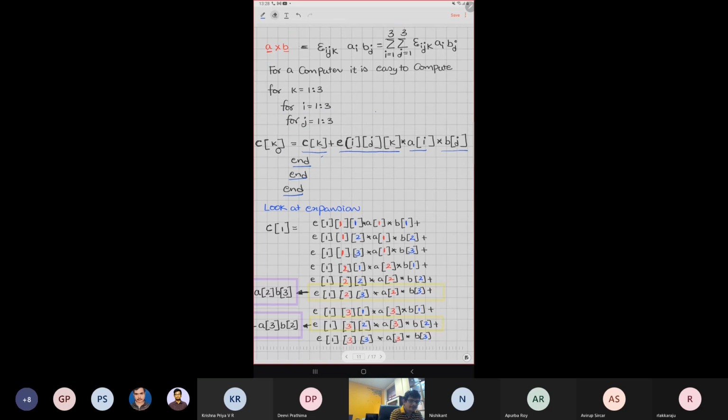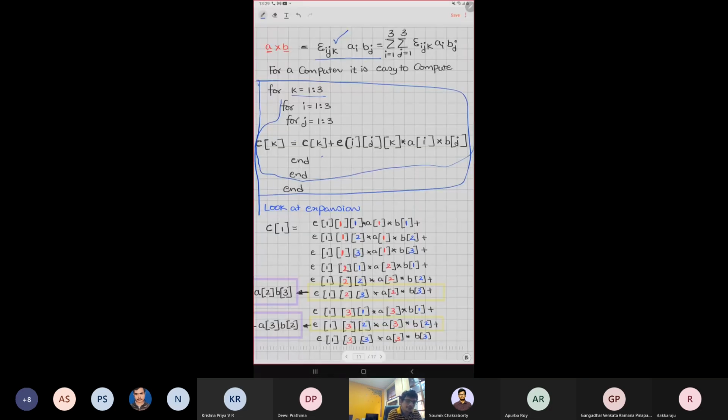Can you see this one? Hello, Gangadhar. Yes, sir. The code says that in A cross B, epsilon ijk is supposed to have only the free index k, and the summation is supposed to be on i and j. That means the summation is over i and j, and the free variable is k. If this step is clear, then we are done. Is that clear?